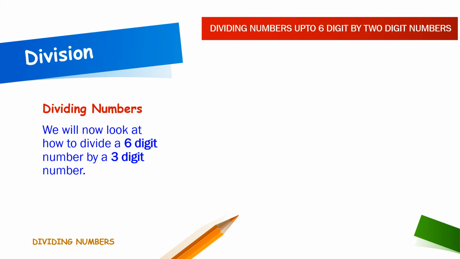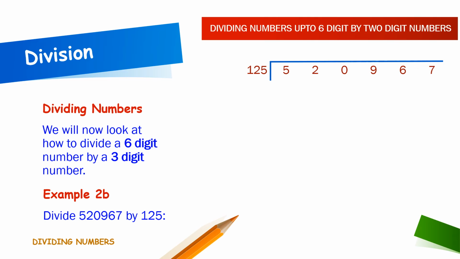We now divide a 6-digit number by a 3-digit number. Let's look at an example. Divide 520,967 by 125. Set up the division as shown and begin again on the leftmost end of the 6-digit number. Check how many times 125 goes into 5. Clearly, there are no 125s in 5, so we put nothing here.